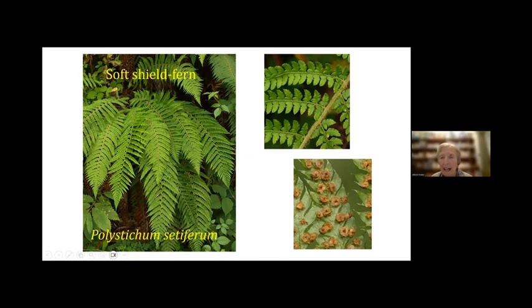Polystichums usually have a thumb. So if you use your imagination and see that as a little sort of mitten with the thumb pointing to the left, that little thumb, that's it, yes. Jill's giving me a thumb, that's fine. So polystichums tend to have thumbs, and the soft shield fern has a little cylindrical stalk.